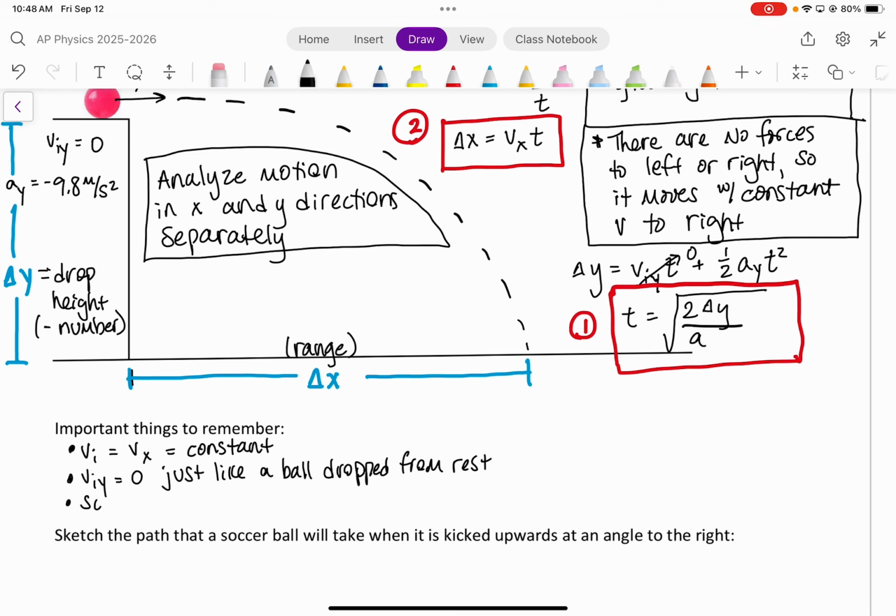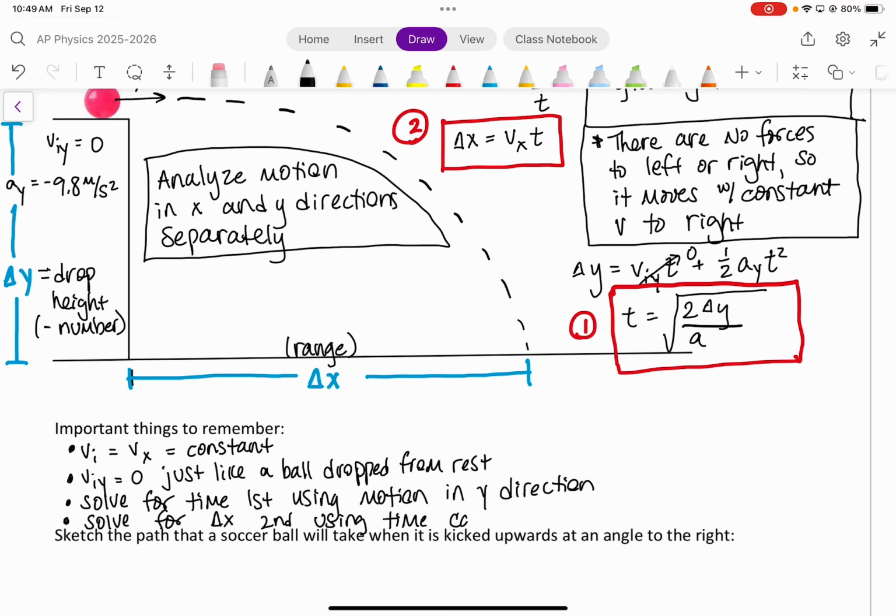Then we're going to solve for time first using the motion in the y direction, and we're going to solve for delta x second using the time calculated in the first step.